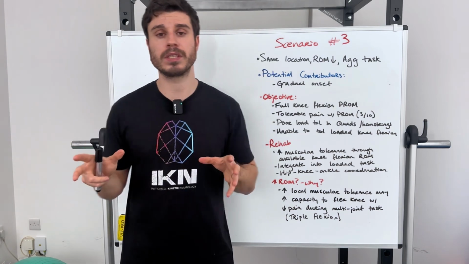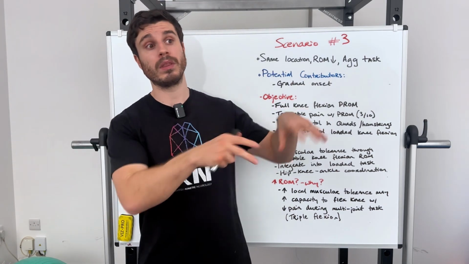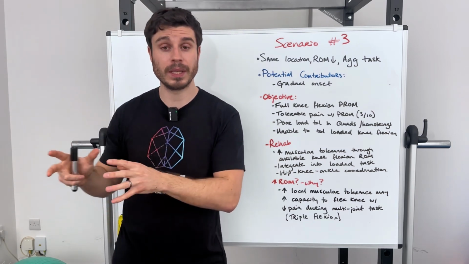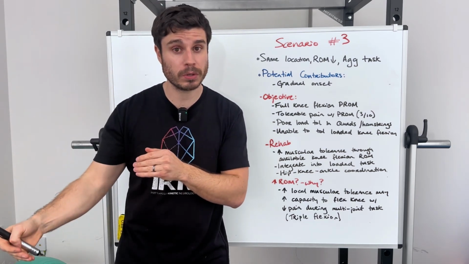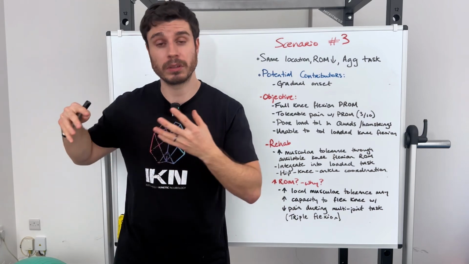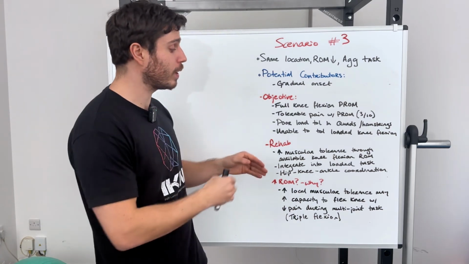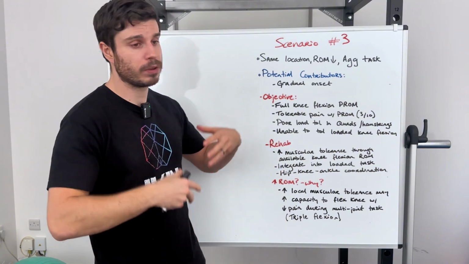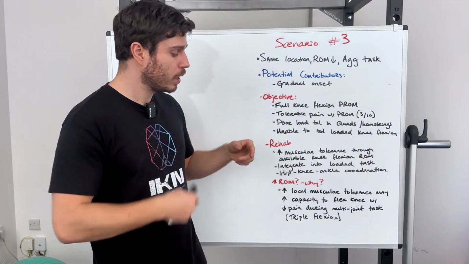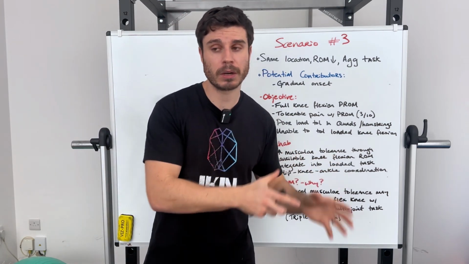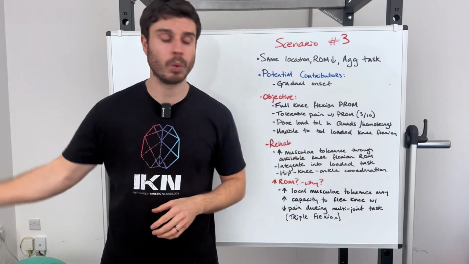So this is again another scenario where we may not want to look at the more global task first. We may want to look locally at the knee still, not to improve range of motion locally, but to increase muscular tolerance locally through the available range of motion. And then we can integrate that during a more integrative, more coordinated task where we're sharing load between the hip, the knee and the ankle. So going locally first here before we go global into a coordinated task.